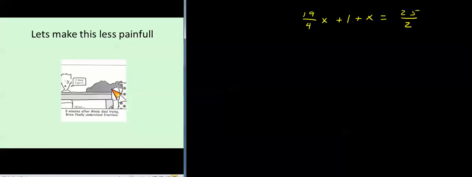First of all, we want to make this less painful. Little cartoon here, we don't want anybody dying. We don't want anybody stressing about fractions. What we are going to do is get rid of the fractions. When we solve equations that have fractions, I want you to do one thing: get rid of them.